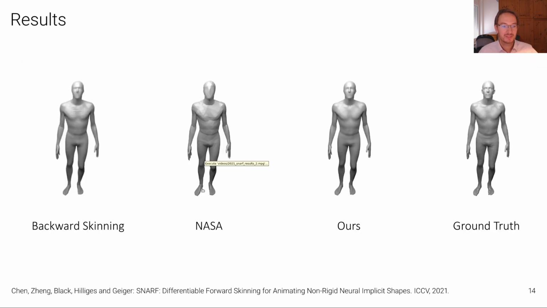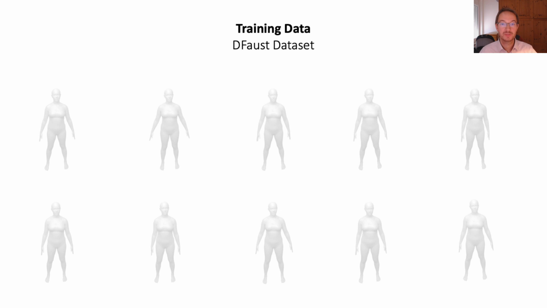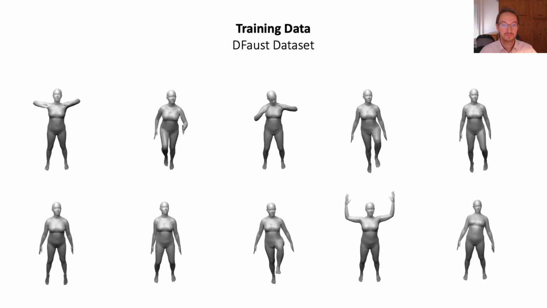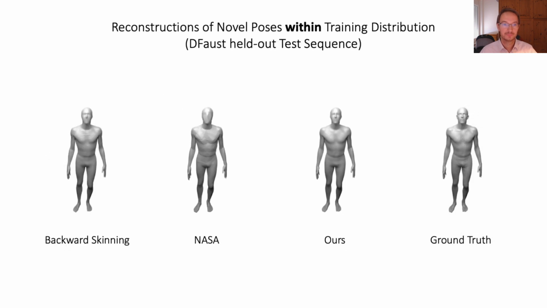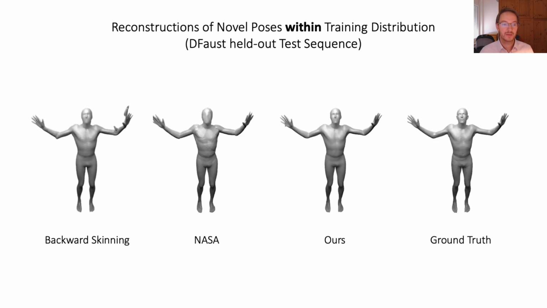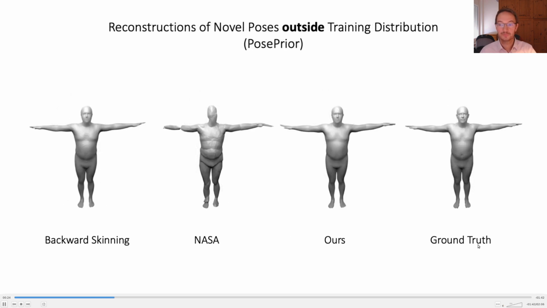Let's have a look at some results. Let me play a video here. First, we see the training dataset that we have used, which is the DFAUST dataset. These are samples from the training dataset. And here are reconstructions of novel poses within the training distribution. We are comparing backward skinning, NASA, and ours, all with respect to the ground truth here on the right.